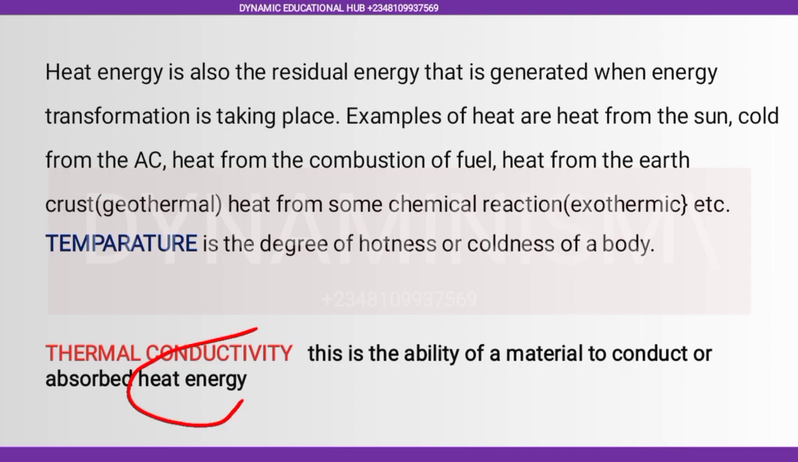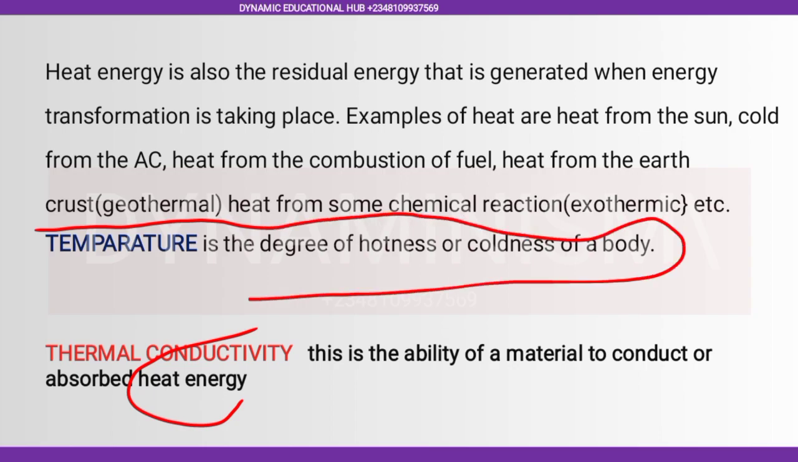This is the ability of a material to conduct or absorb heat. Now, let's quickly talk about temperature again. Especially the second definition, which says that temperature is the average kinetic energy of a body. If you want to talk about average kinetic energy, you're talking about all the kinetic energy possessed by individual particles of the body. Now, you find the average to get the temperature of a body. A question can come out on this, the average kinetic energy of a body.